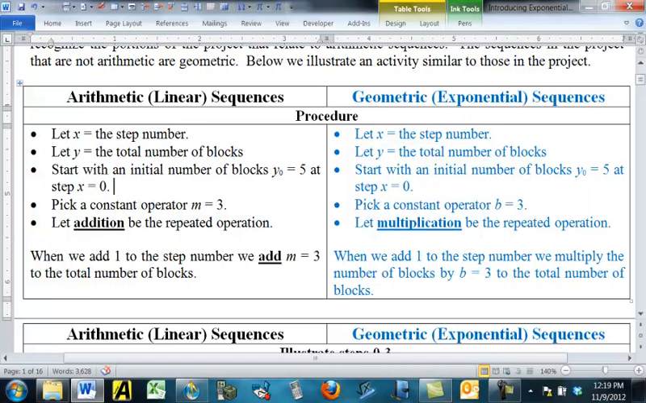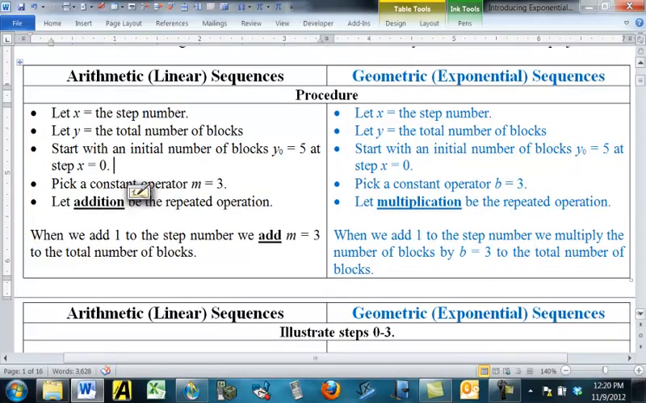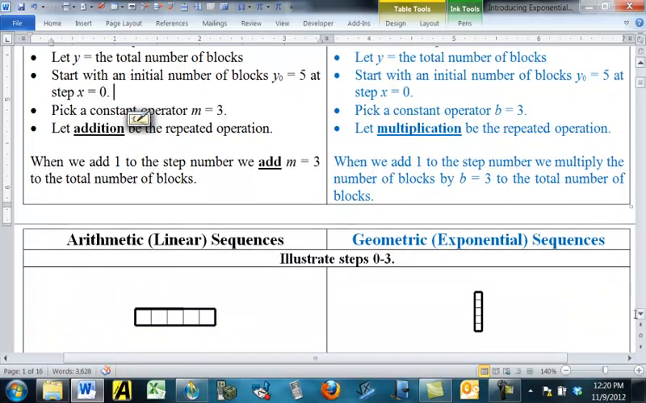M is the traditional letter used for how much we add each time, which we call the slope, and I use the letter B for base, and you'll see why I call it the base in the geometric side. So let's illustrate the steps.